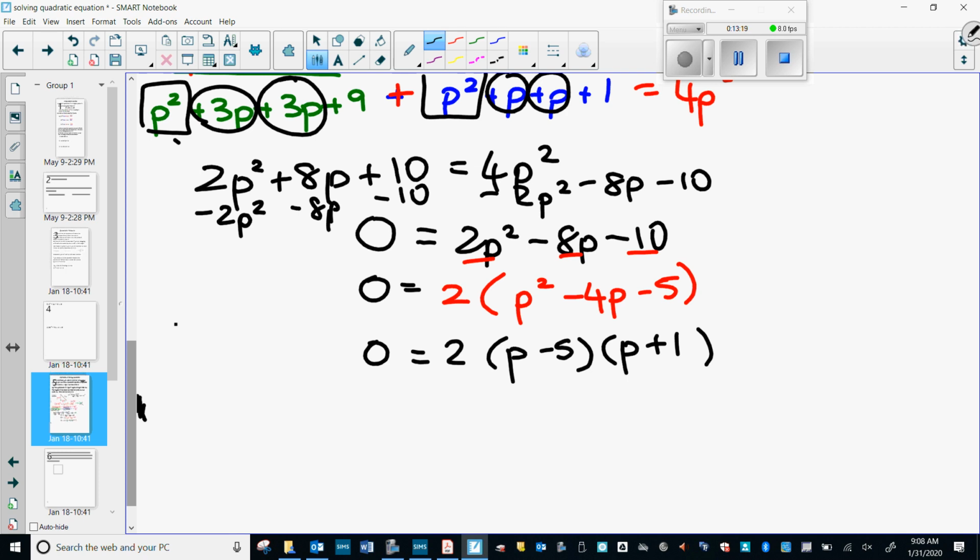Is it normal that one of the brackets are the same as the other? No, it just happens there. Alright, so we factorised it.